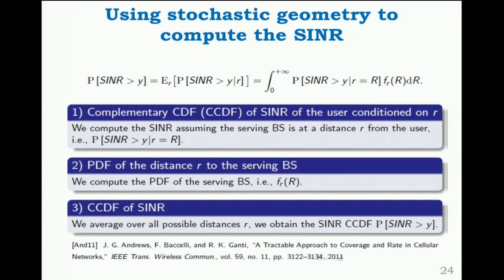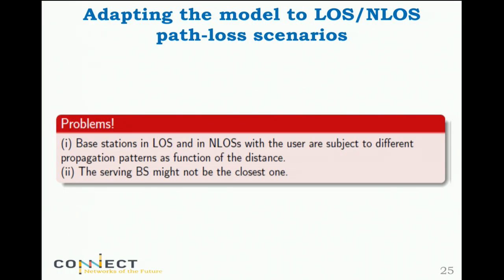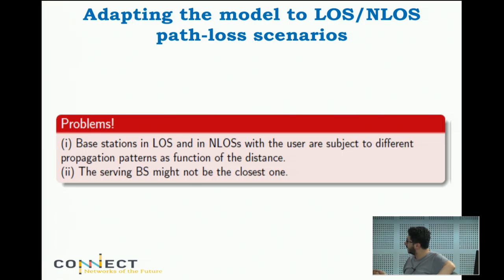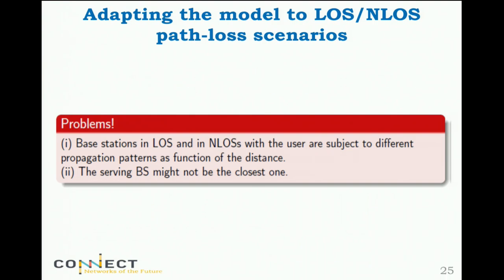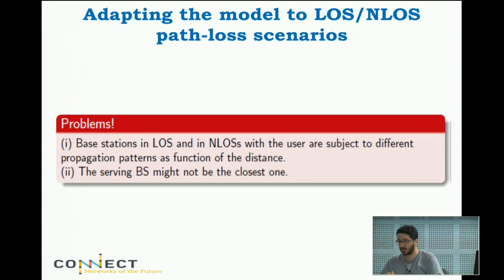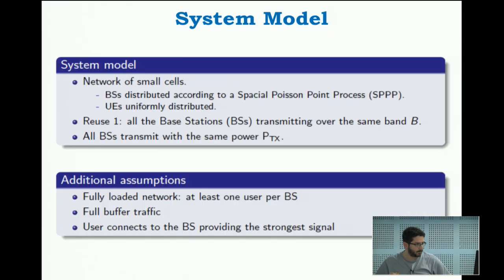Yeah. Okay. Now the problem is twofold. You do have base stations that are in line of sight, and base stations that are in non-line of sight, and they are subject to different propagation patterns as a function of the distance, right? Because we have this situation here. What happens is you have two sets of base stations, each following some propagation, right? So we have to take that into account, because what we assume is not that the closest is the strongest, right? So we have to take that into account in the model.